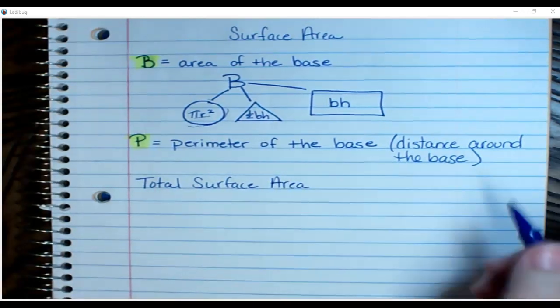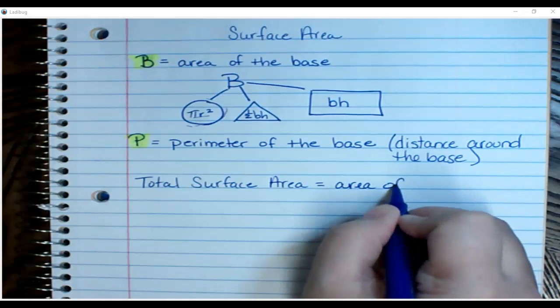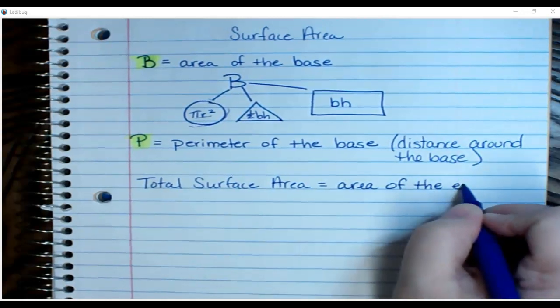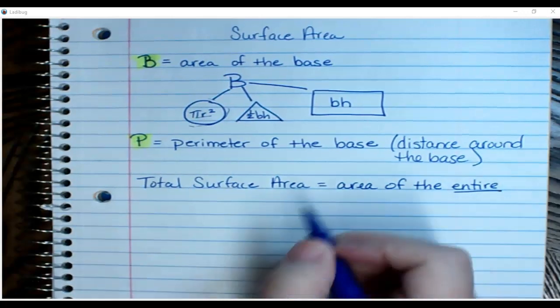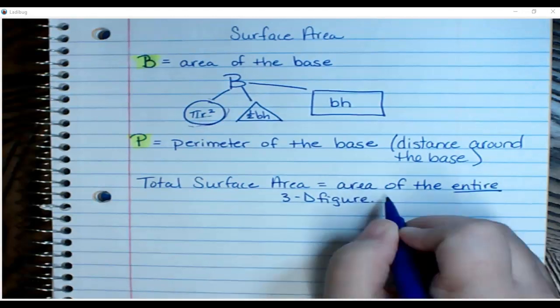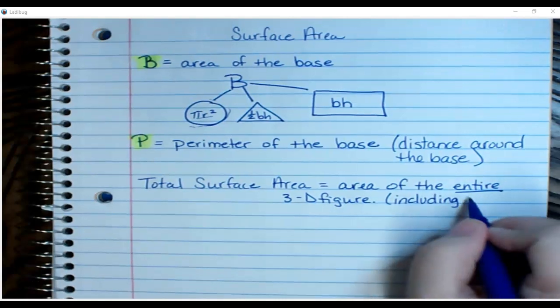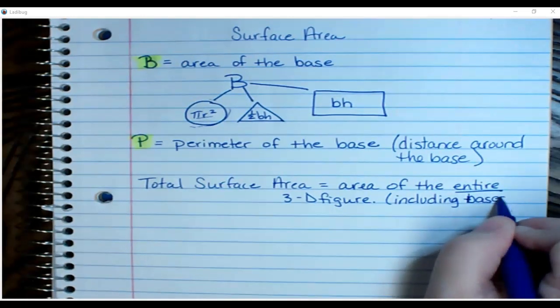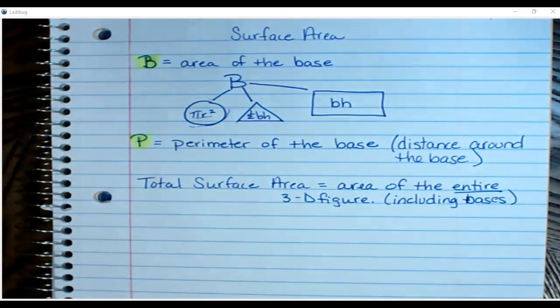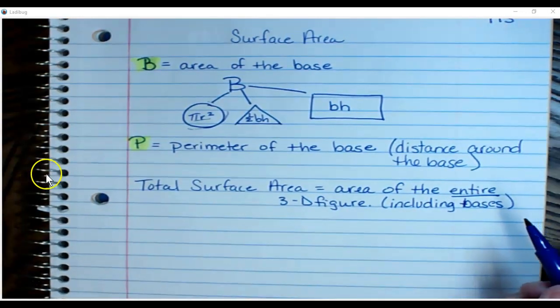And it's defined exactly as it says. It's total. It's the area of the entire 3D figure, and that is including the bases. Okay? So total surface area, area of the entire 3D figure. So that would be like wrapping a present. You're covering the entire box or the entire present in wrapping paper.